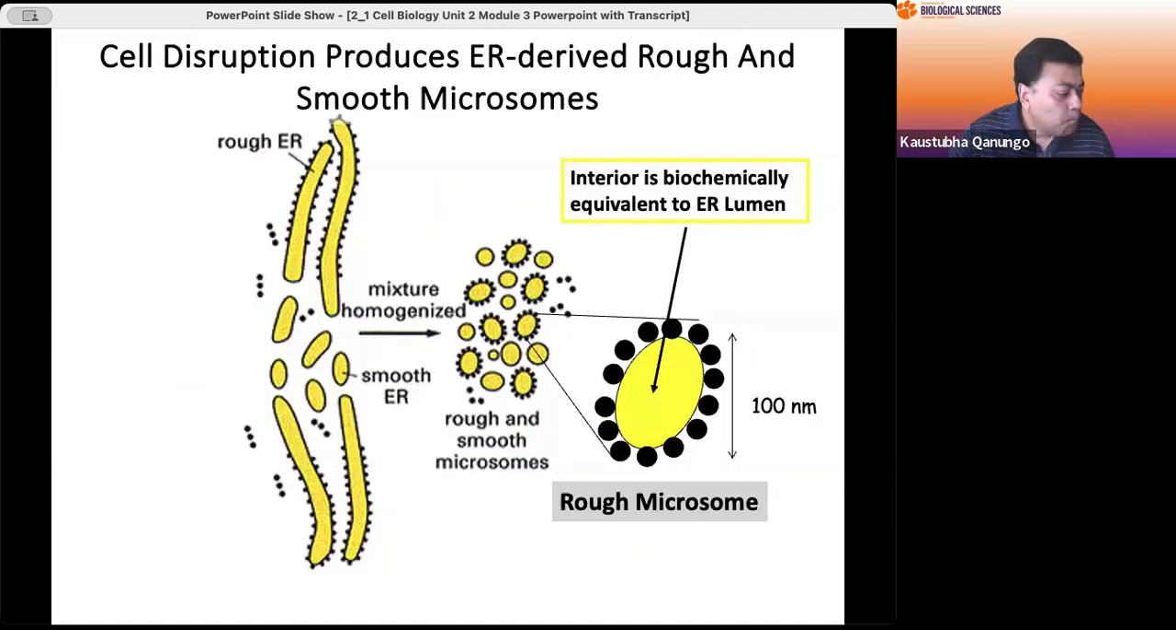Now, how do you separate these things or make an experimental component which can allow you to do experiments in this protein transport? So the first thing you need to do is disrupt the cell by different methods like sonication, blending, as we have seen, or passing the cells through a high pressure syringe after collecting. So all these endoplasmic reticulum immediately break up into small structures, which we call microsomes. So think about that.